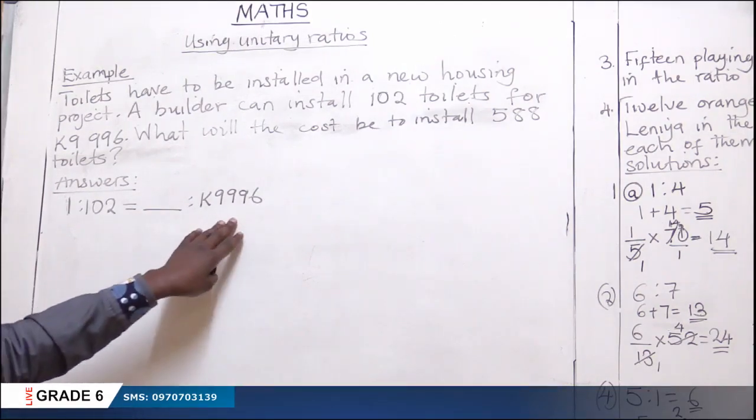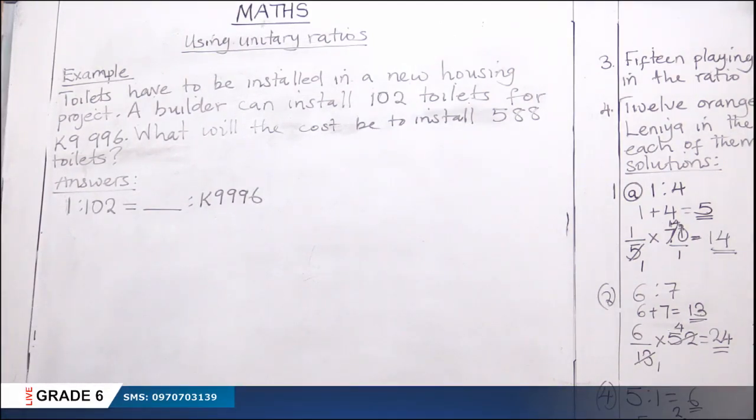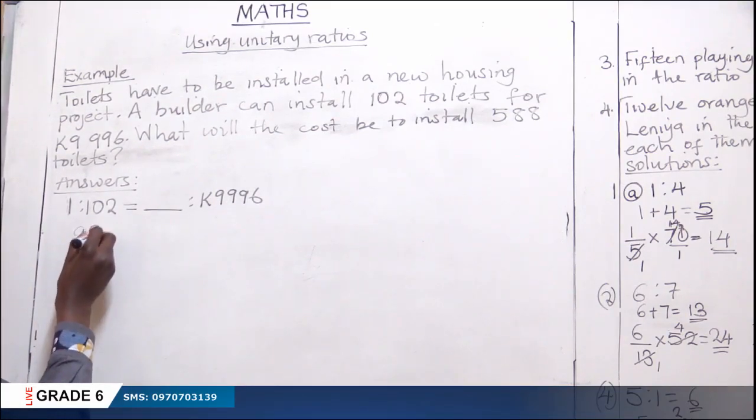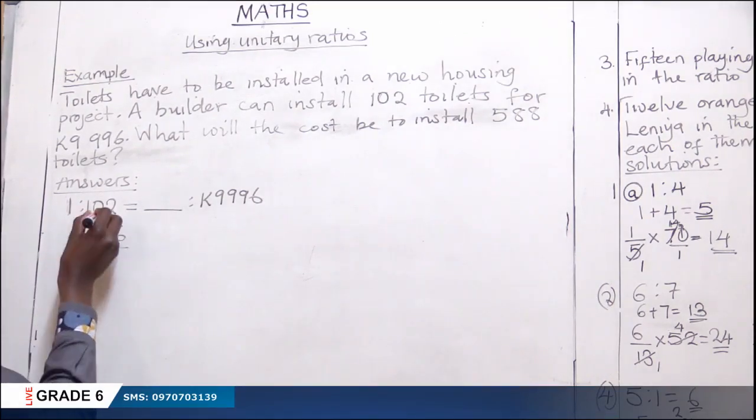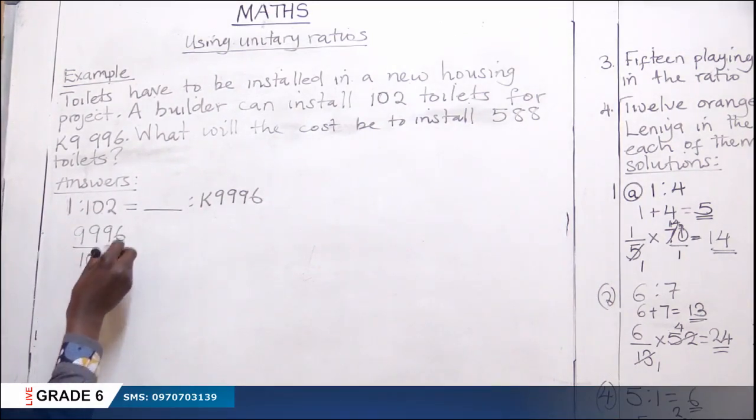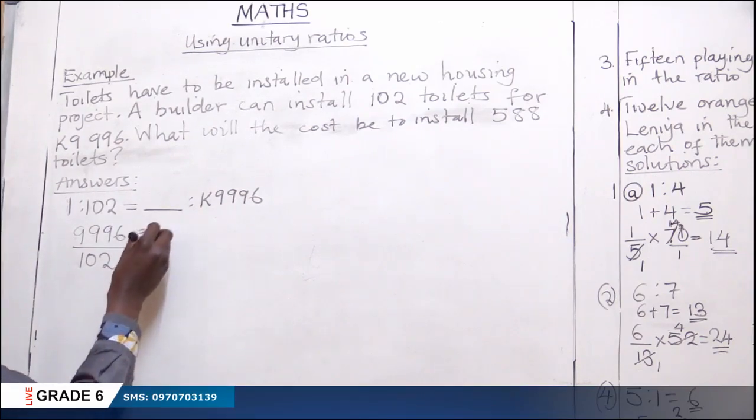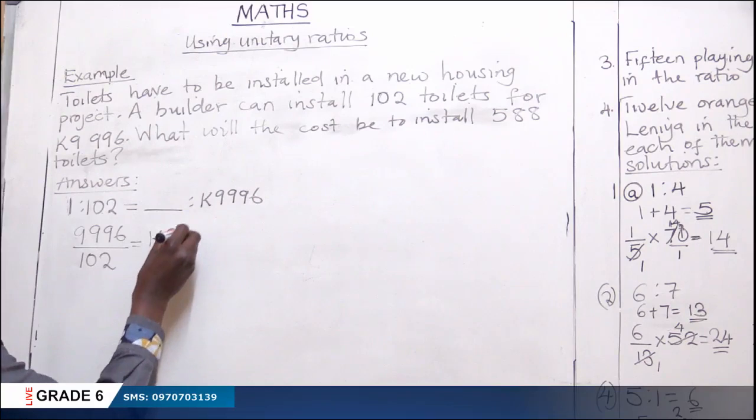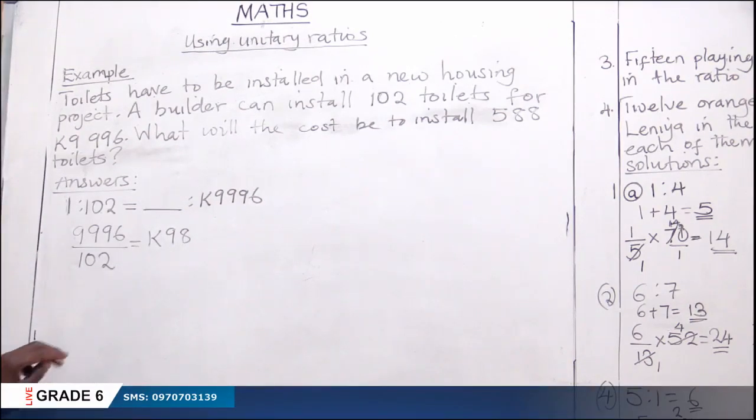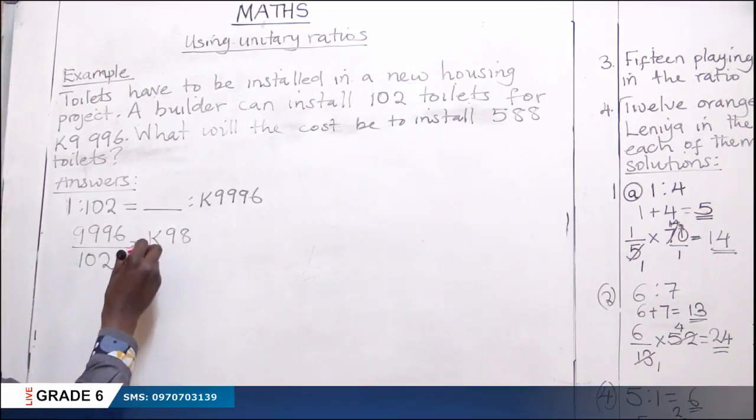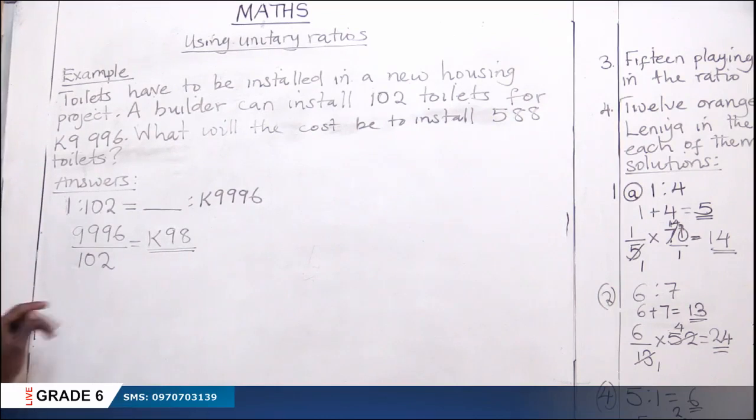We are going to divide 9,996 divided by 102. Okay, we are going to divide this number by 102. And the answer, boys and girls, which we are going to find is 98. So it means that the cost for one toilet is 98 kwacha. The cost for one toilet is 98 kwacha.